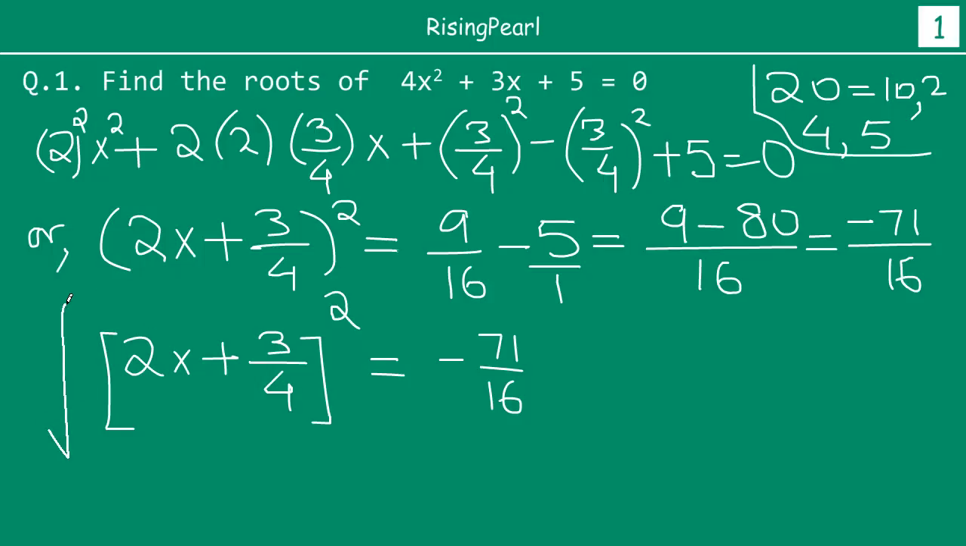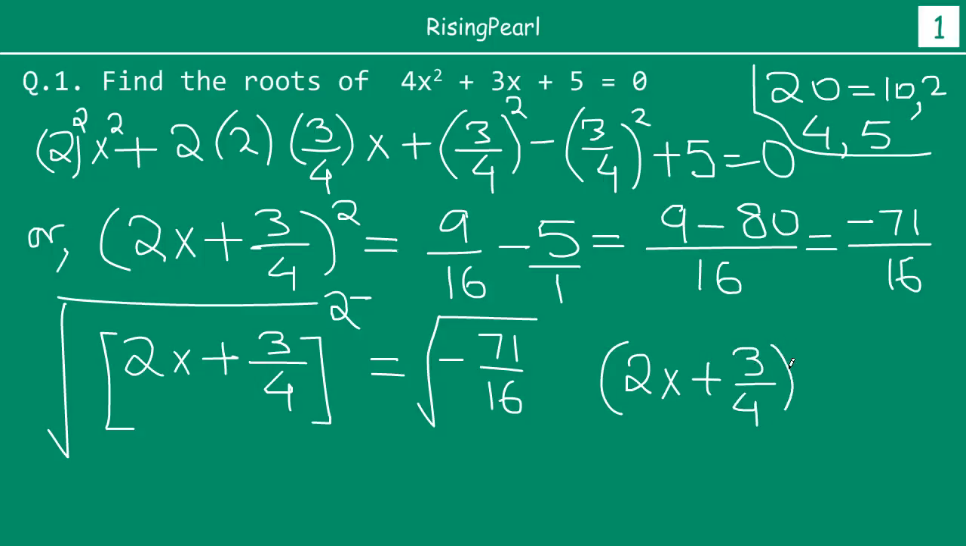Now at this point, friends, I want you to pause for a moment, because the next logical step is for us to do the square root on both sides. But what you want to understand here is you have 2x plus 3 by 4 whole square, and that is equal to minus 71 by 16. In other words, you have 2x plus some number, which is 3 by 4 here. If you whole square this, you are getting a negative number, minus 71 by 16.